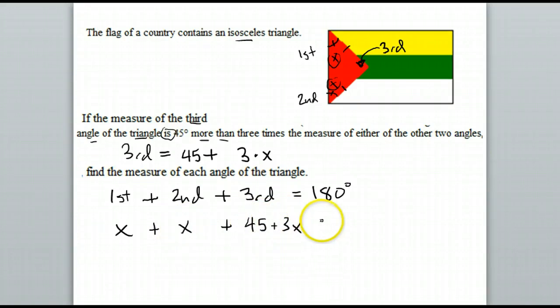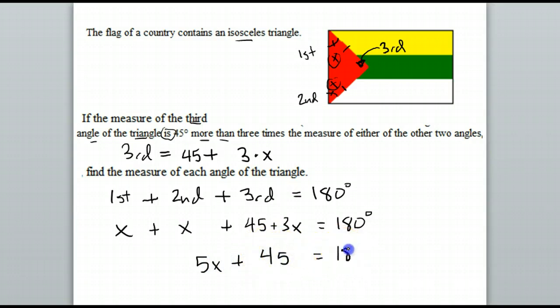So these are the things that add up to 180. Just counting, I got 1, 2, and then 3 more 5x's. So 5x plus 45 equals 180, and then subtract 45 from both sides. So 5x is equal to 180 minus 45, which is 135, and then divide that by 5.